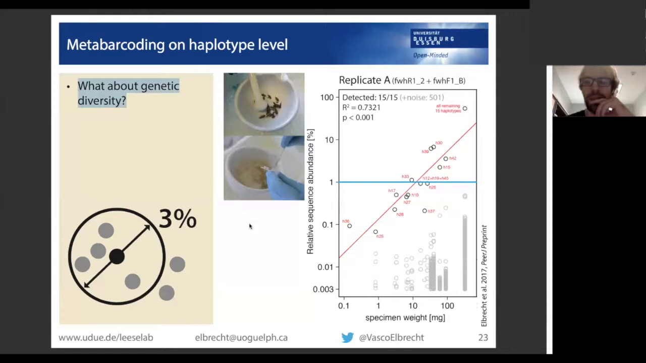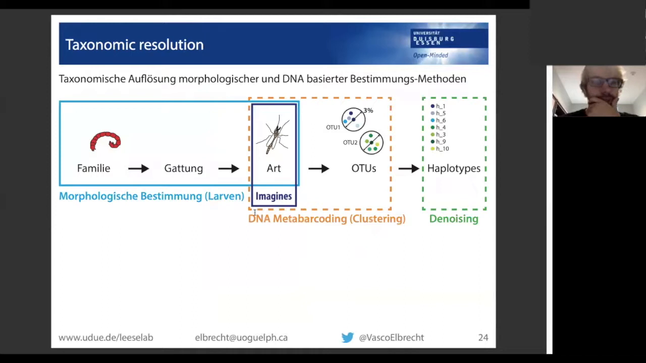So what does that mean? Oh, sorry, this is still in German. My mistake. But I'll just quickly translate this. If you look at taxonomic resolution, it's family, genus, species, and then we have OTUs, which is what we have currently in metabarcoding. But we can also go to a finer resolution, which is basically the individual sequences of those specimens.